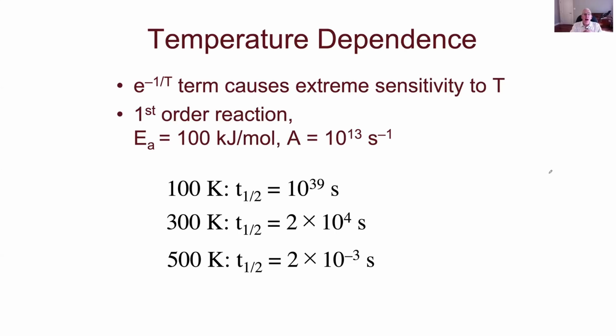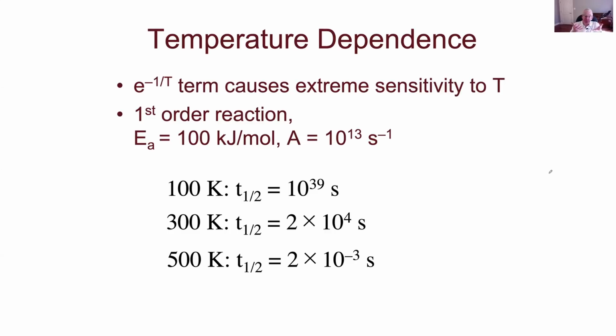I made an example here where I just ran some numbers. So I picked 100 kilojoules per mole for the activation energy, because that's a fairly typical ballpark order of magnitude guess. I picked 10 to the 13th per second for the pre-exponential factor A. That's also a relatively typical magnitude for a first order reaction. We're not going to talk in detail about those because they're not all that interesting for us. And what I did then is I calculated the half-life of that reaction at some different temperatures.